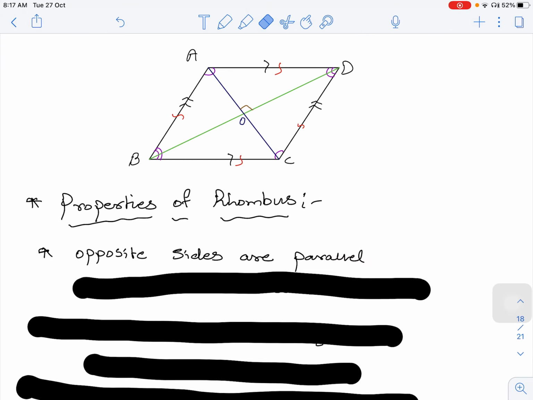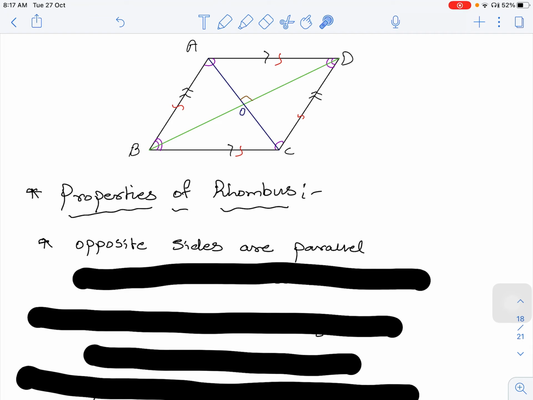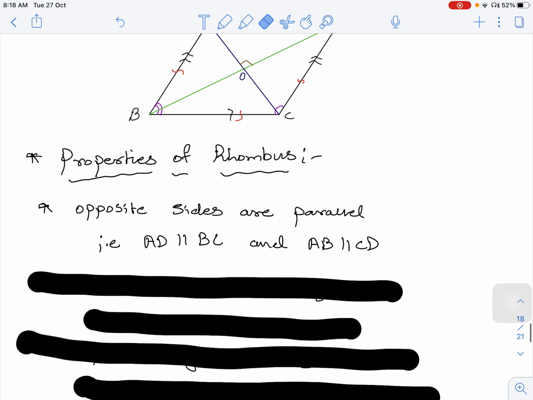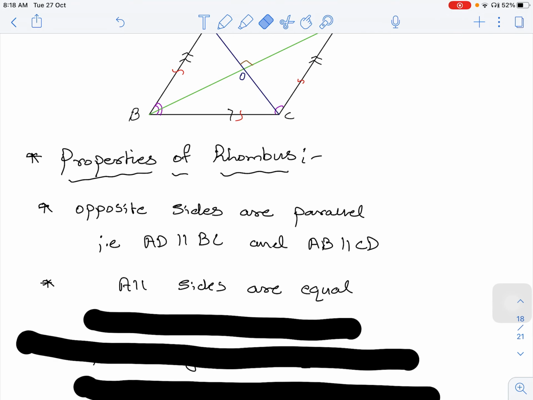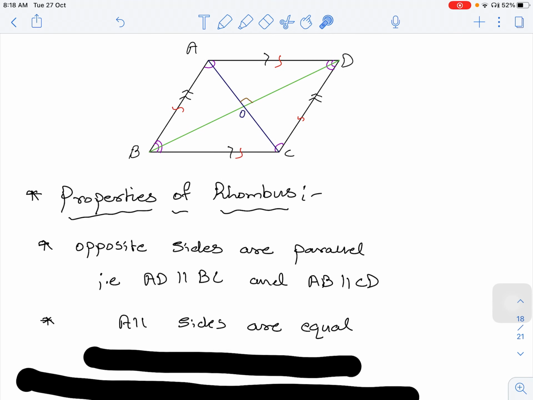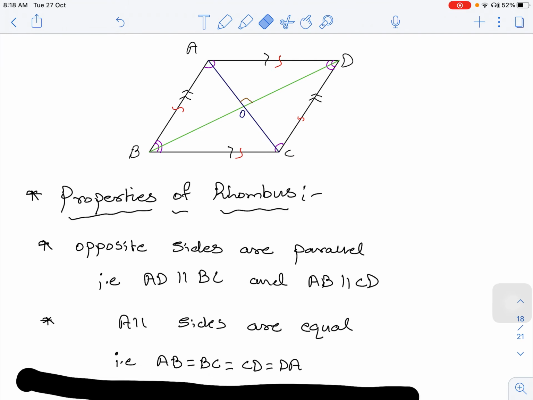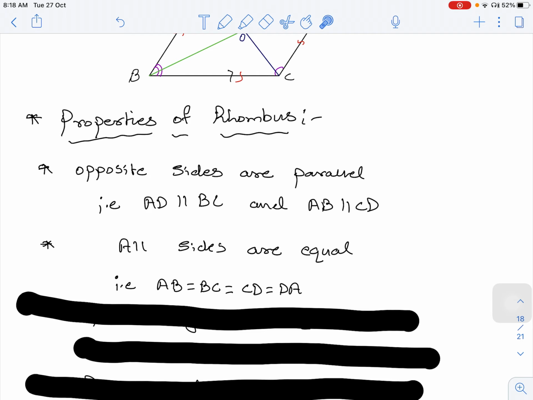So now the properties of a rhombus. Okay, now what is the first property? Opposite sides are parallel. So you can see that in this figure, AD is parallel to BC and AB is parallel to DC. Now the next property is that all sides are equal. Now remember that in a parallelogram only opposite sides are equal, but in a rhombus all sides are equal. That is AB equals BC equals CD equals DA.